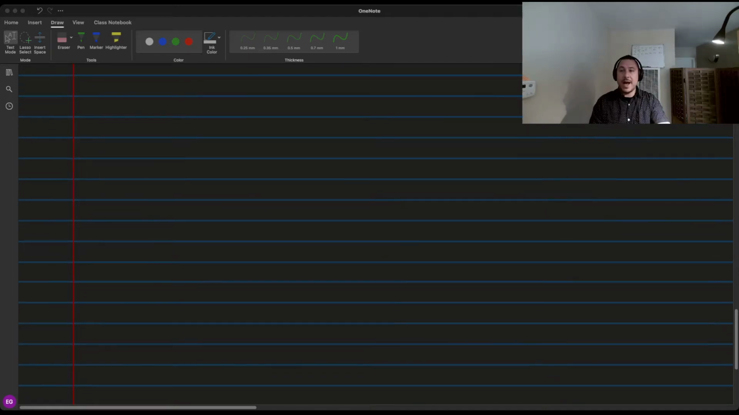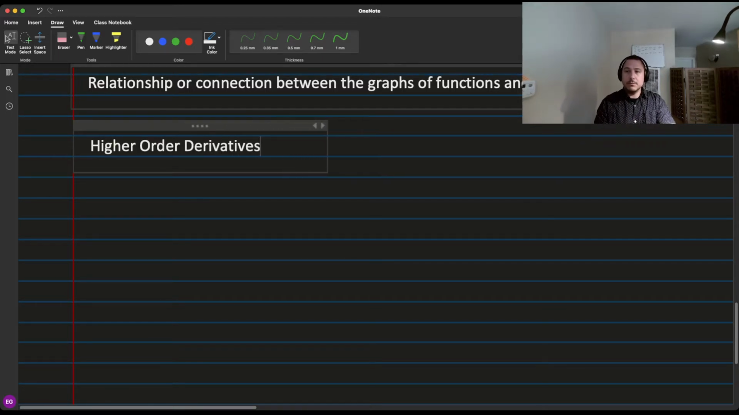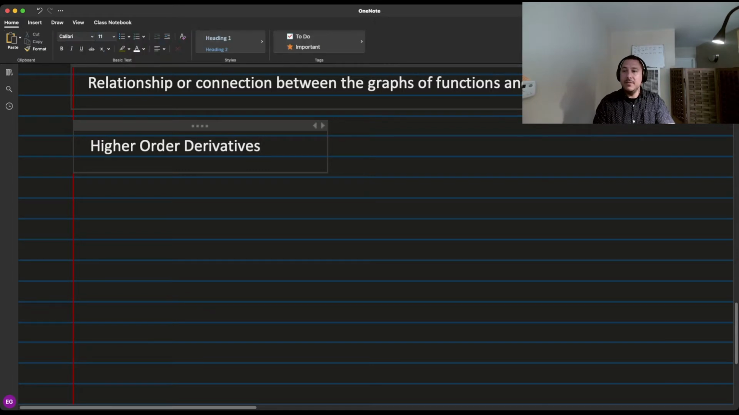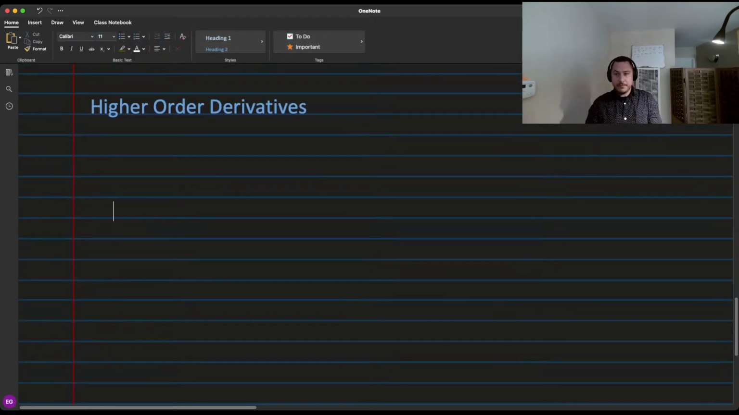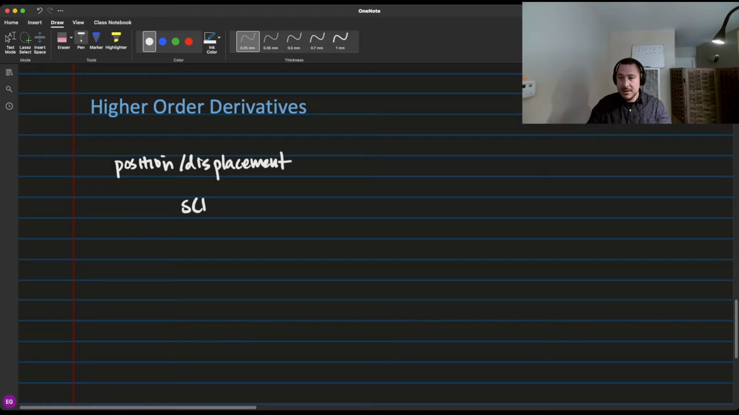This topic is called higher order derivatives. And we've sort of discussed this before. When we were talking about physics applications, you might remember that we started off with a position function, or the displacement function, that we called s of t.